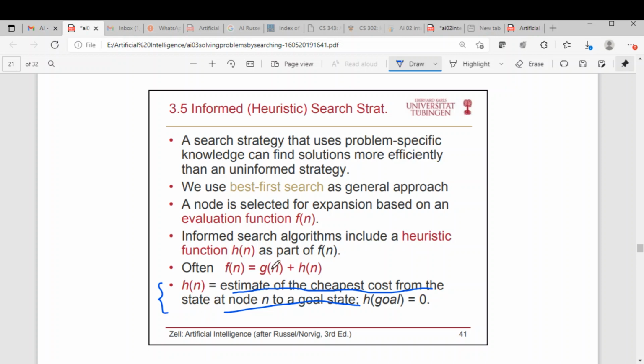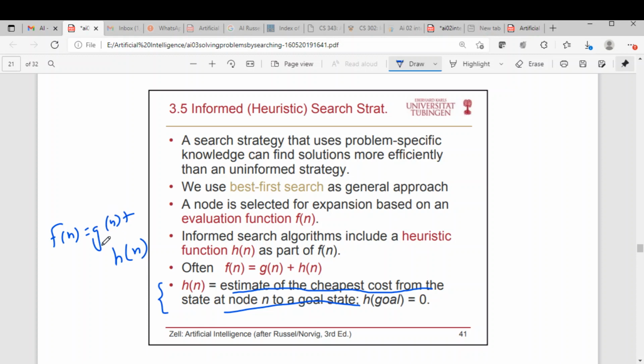Please understand. So f of n is equal to g of n plus h of n. This is how we define the evaluation function. What is f of n? F of n is the evaluation function. H of n is the heuristic function. And what is heuristic function? It is the estimate of the cheapest cost from the current state to the goal state. It is just an estimate. It's not the truth. It may be true or it may not be true.